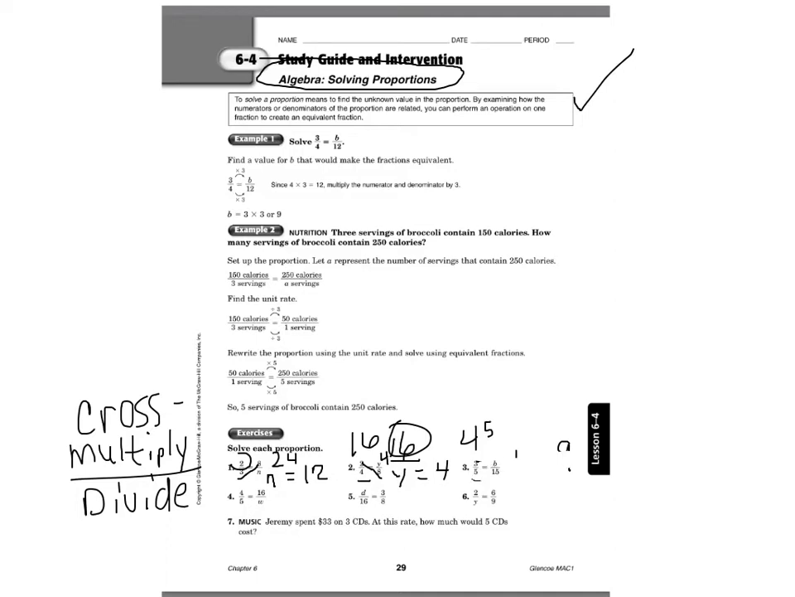Now, if you look at that, if you put a 9 here for b, instead of a b, you have a 9. 5 times 9 is 45, and 15 times 3 is 45. So 9 is our answer. We would say b equals 9.